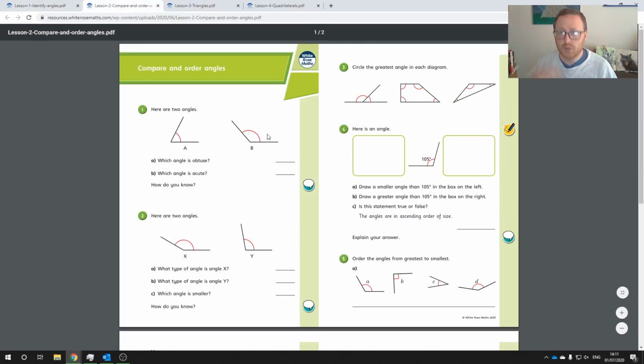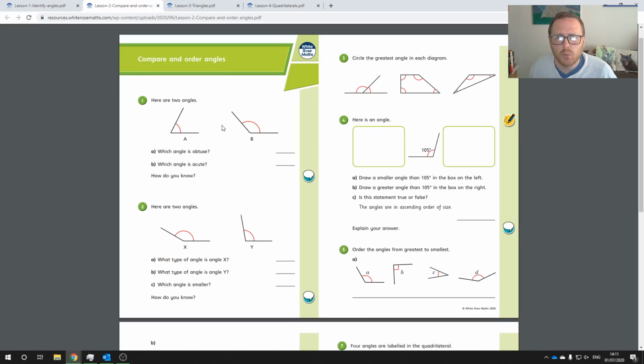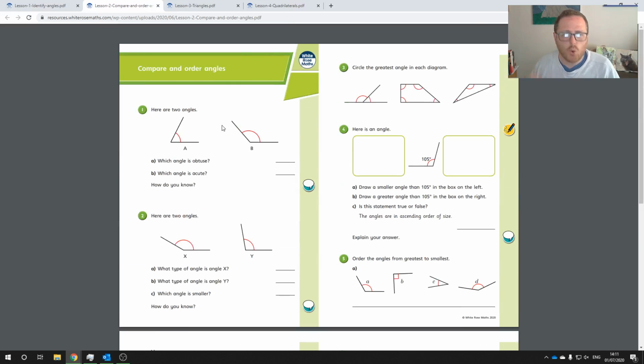Lesson 2 carries on from there. It's all about ordering the angles, so it's comparing two angles. Which one is the bigger angle? Which one has turned more? Think about it as if you're at this point here. That's a really good way to start off. Think about where you are. Think about being on that point exactly there.